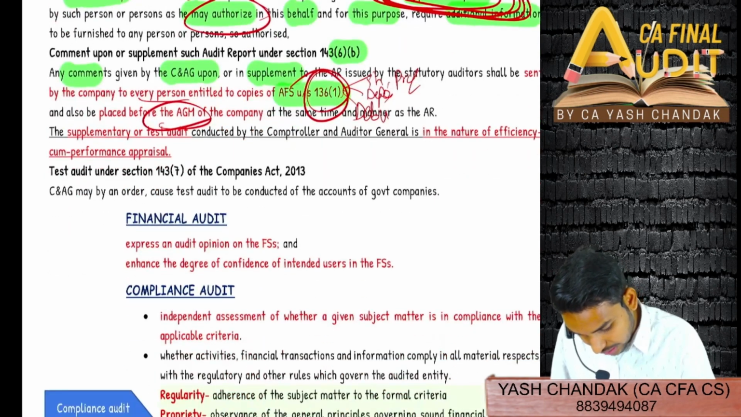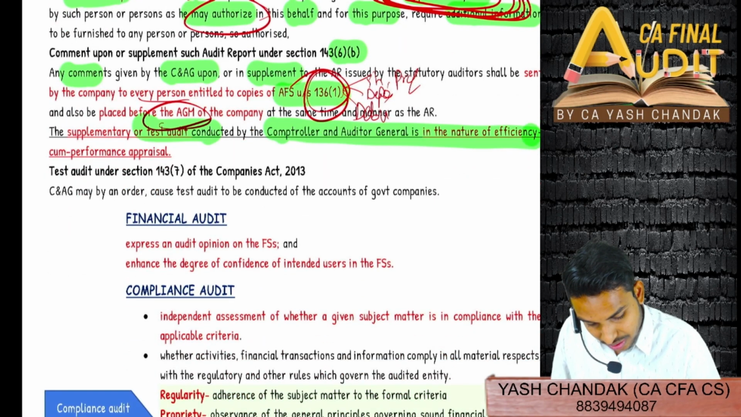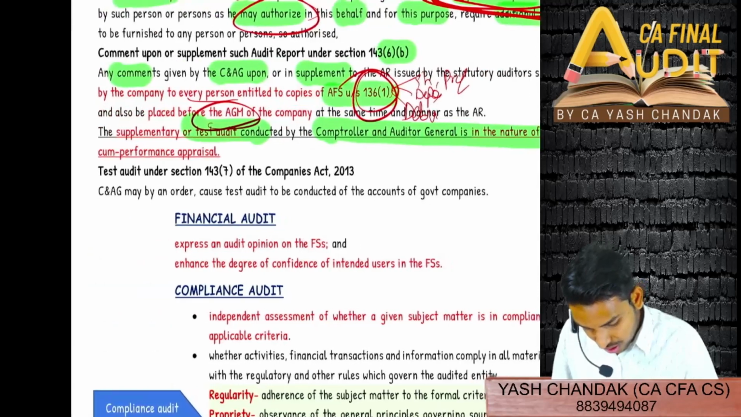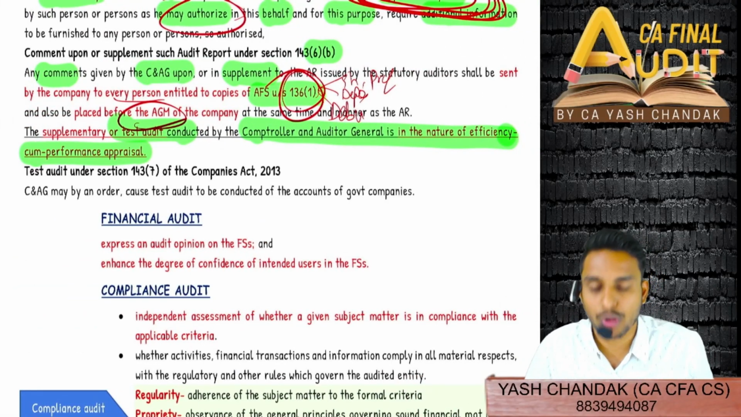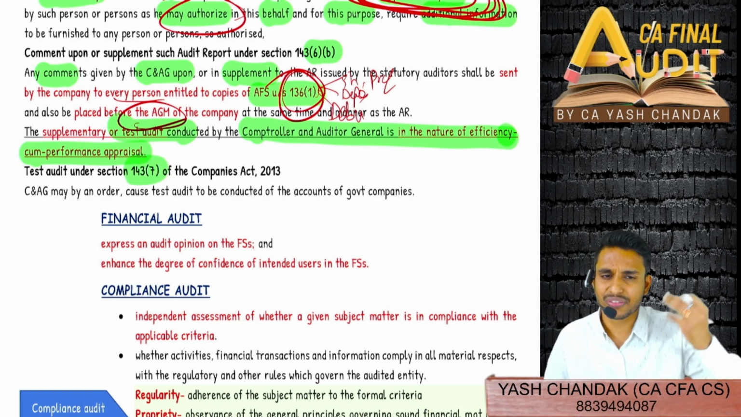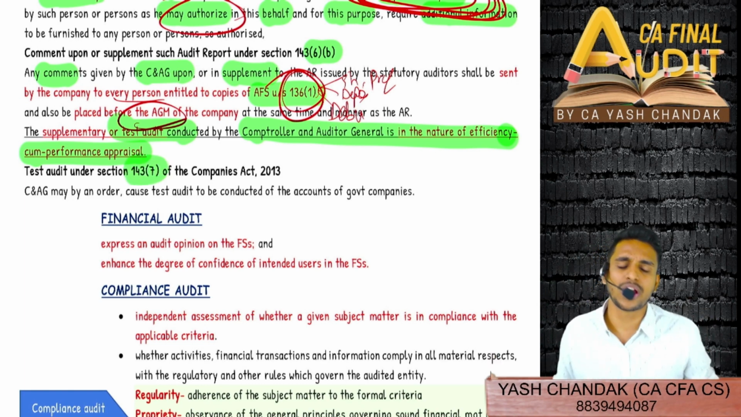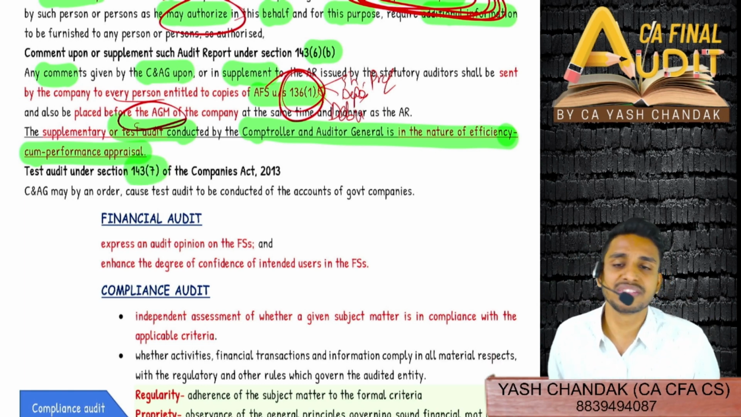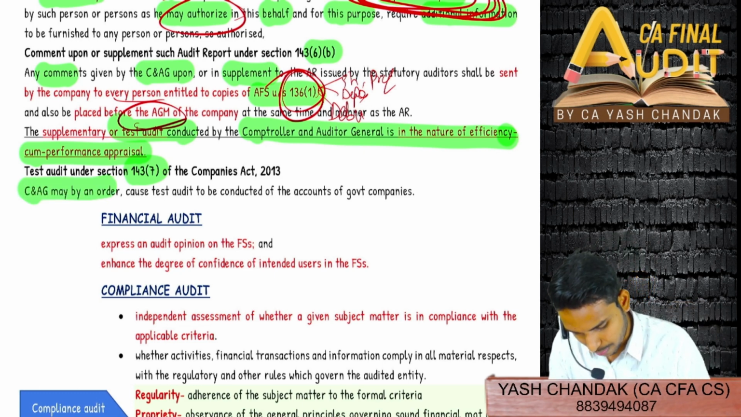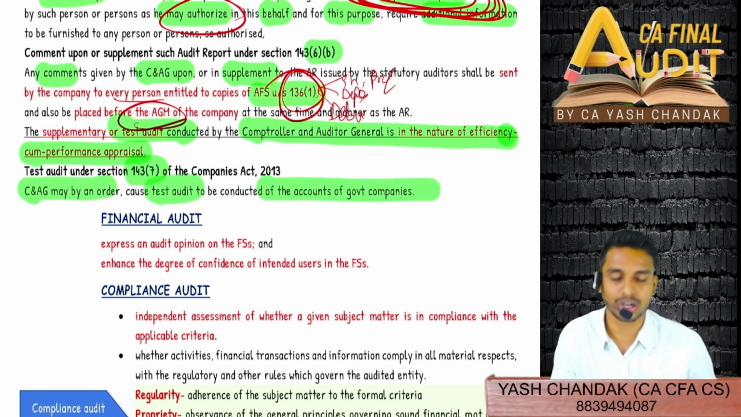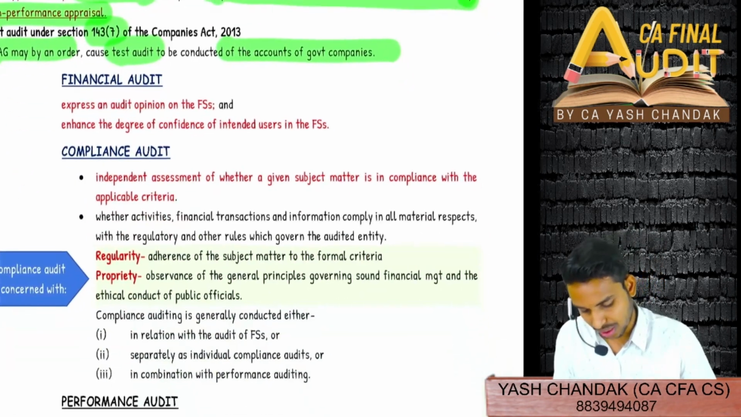And then the supplementary or test audit conducted by the CAG is in the nature of an efficiency-cum-performance appraisal, the performance kind of audit. And lastly, the test audit can also be performed under Section 140 subsection 1. If the CAG is still not at all satisfied with the performance of the audit function of the auditors, then it can also test audit the auditors, and it can also test audit the reports generated by the auditors. So the CAG may by order cause the test audit to be conducted on the accounts of government companies.